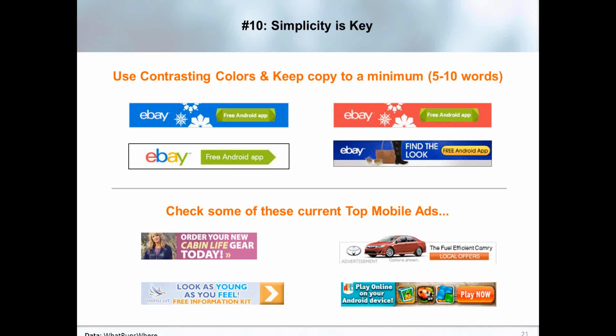So let's look at some of the top ads that we've seen. Cabin Life. Order your cabin life gear today. It's a very simple message, easy to understand. Fuel efficient Camry. That's their main point that Toyota is trying to sell with their Camry, and then they say local offers with their call to action, you click there. Or play online on your Android device, play now, you know it's a game. Toyota doesn't list the 40 points that make their car sell, they list the one most important point and let you engage to find out the rest on your mobile phone. Using fewer words is sometimes more on mobile, just because of how quickly you're going, you're clicking through things, and you need to be able to digest information in these bite-sized pieces when you're on the go.